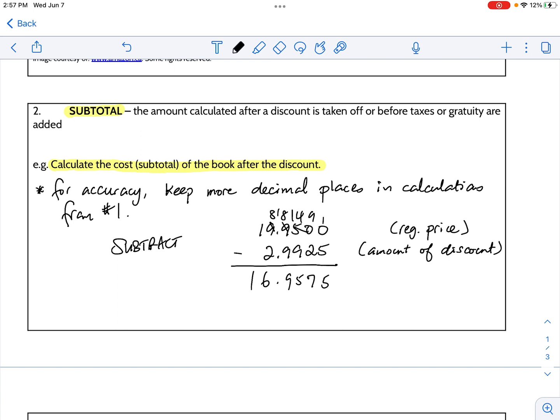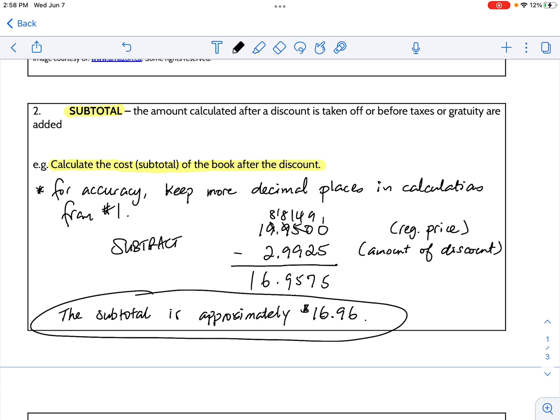Now, I'm going to keep those decimal places there, but I am going to round to the nearest cent because I need to give an actual cost or subtotal of the book. So if I'm rounding to the nearest cent, the subtotal is approximately $16.96 because of the 7 in the thousands place. Okay? So that's how you calculate the subtotal.